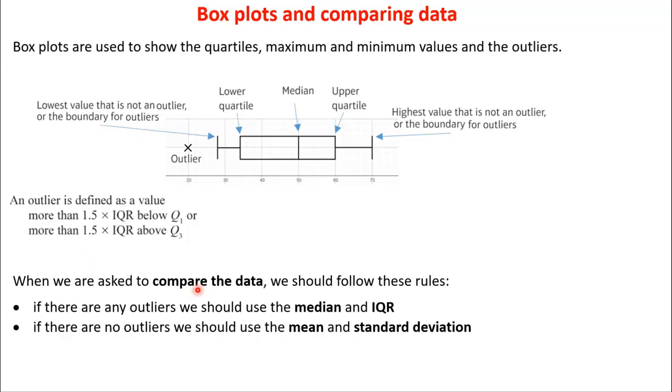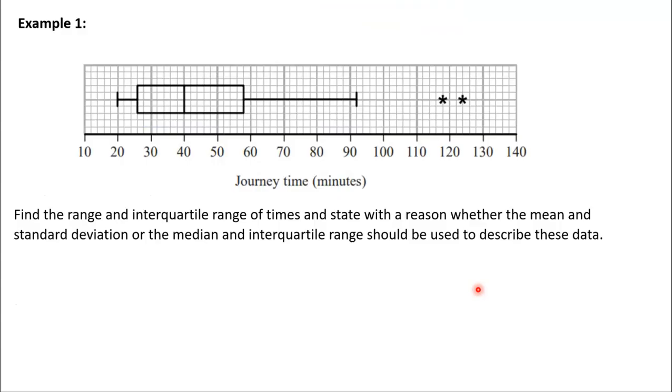When we are asked to compare data, there are two rules. If there are no outliers, then we usually use the mean and standard deviation for comparing the data. If there are any outliers, then we should use the median and interquartile range. So let's have a look at a couple of examples.